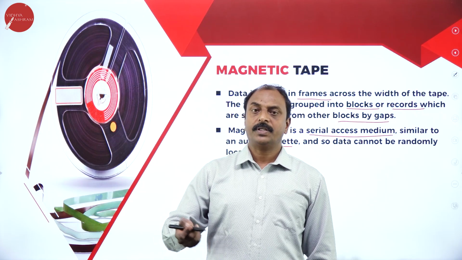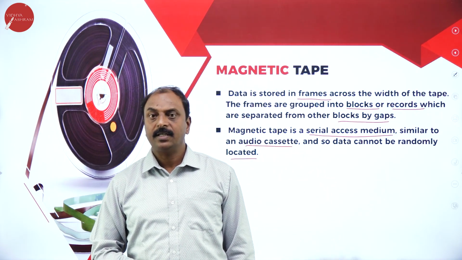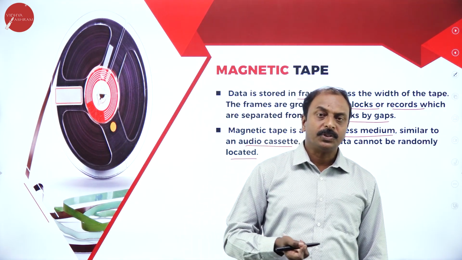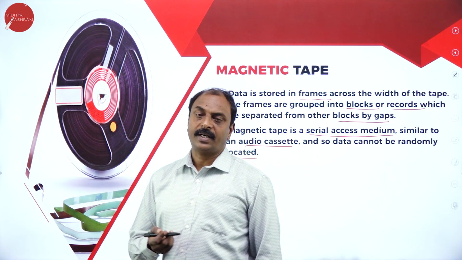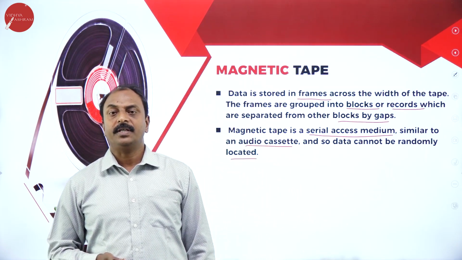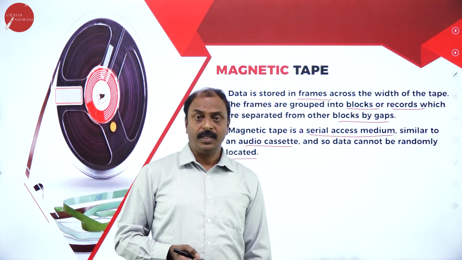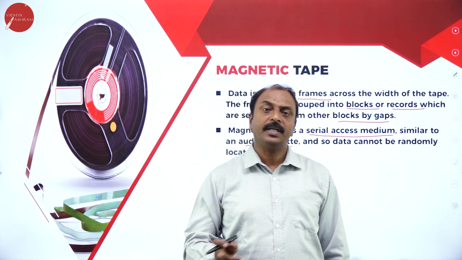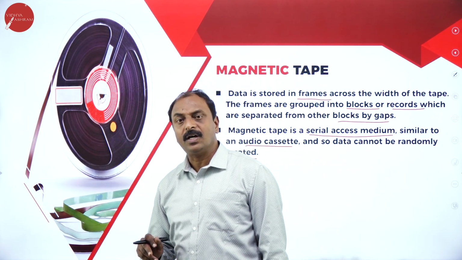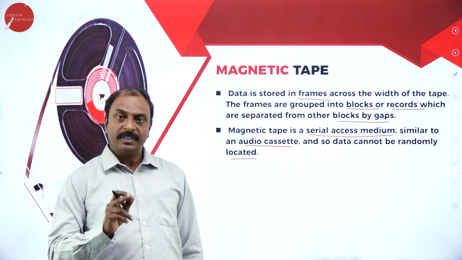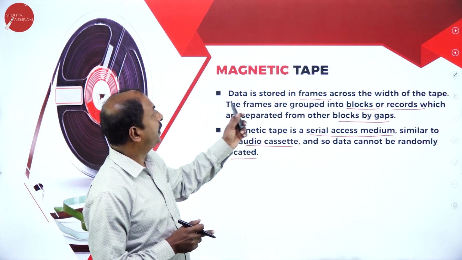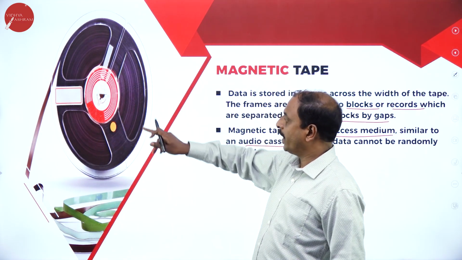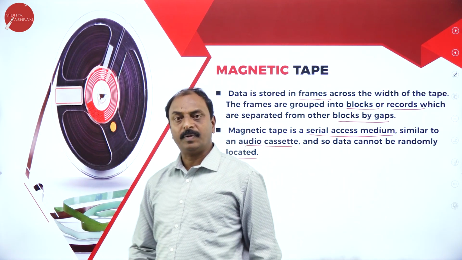Just look at the example of an audio cassette. In an audio cassette, suppose 100 songs or 100 records are stored. If I want to access record number 50, I cannot access this randomly. I have to fast forward past 49 records, and only then am I able to pick up the 50th record. Similarly, in the same way, data has to be accessed sequentially in magnetic tape. This is a secondary memory device.